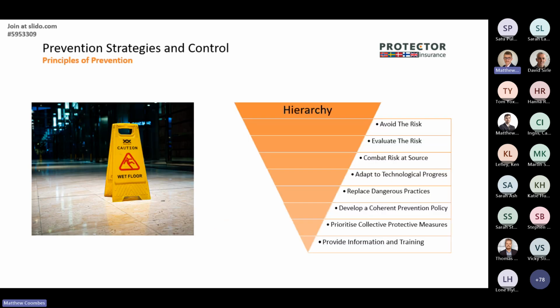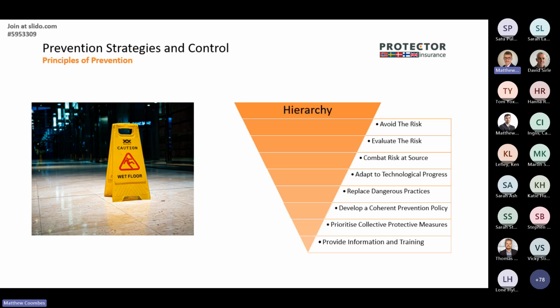Okay, so when managing risks like today's slips, trips and falls, there are two important concepts to understand. We have the principles of prevention and then the hierarchy of controls. The principles of prevention are general rules that help guide how businesses should think about safety. They encourage things like avoiding risk whenever possible and taking steps to protect everyone, not just the individual.